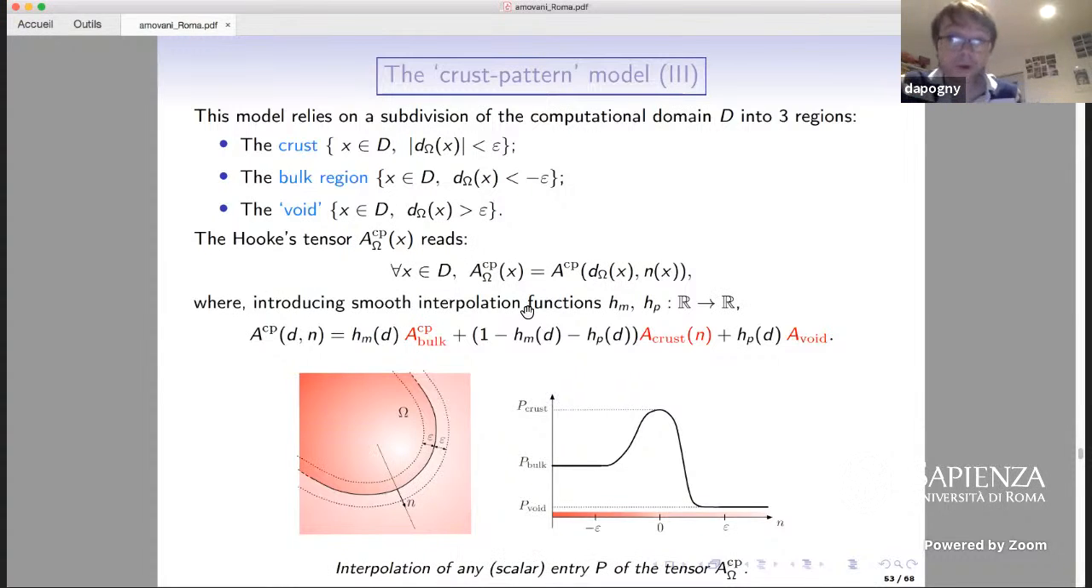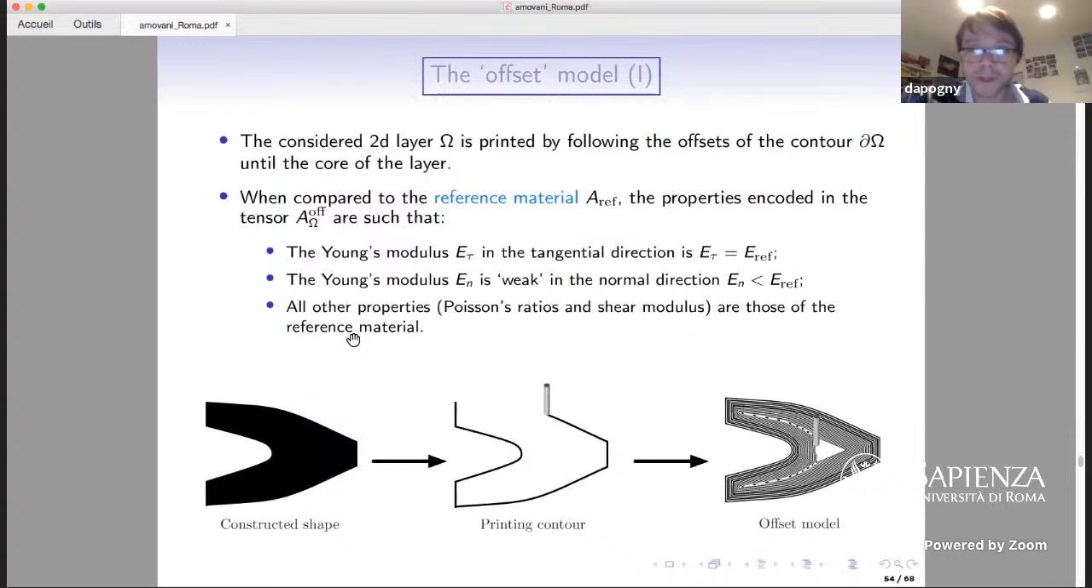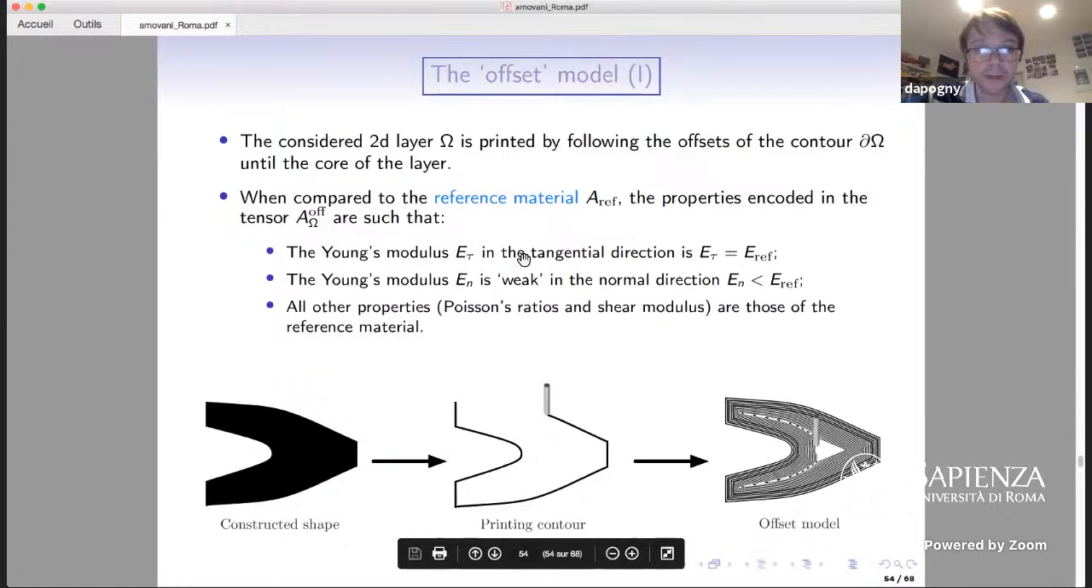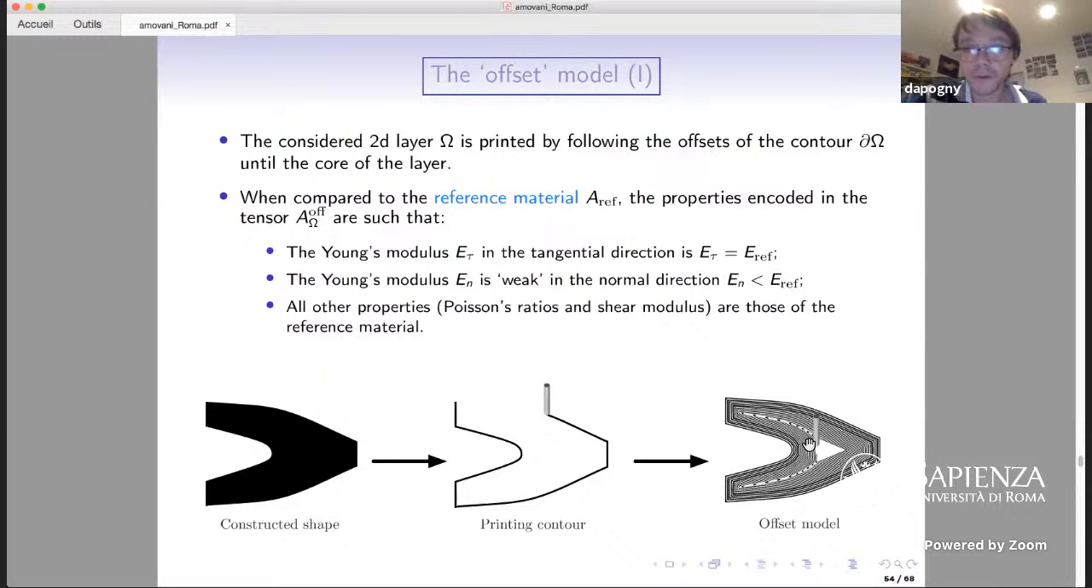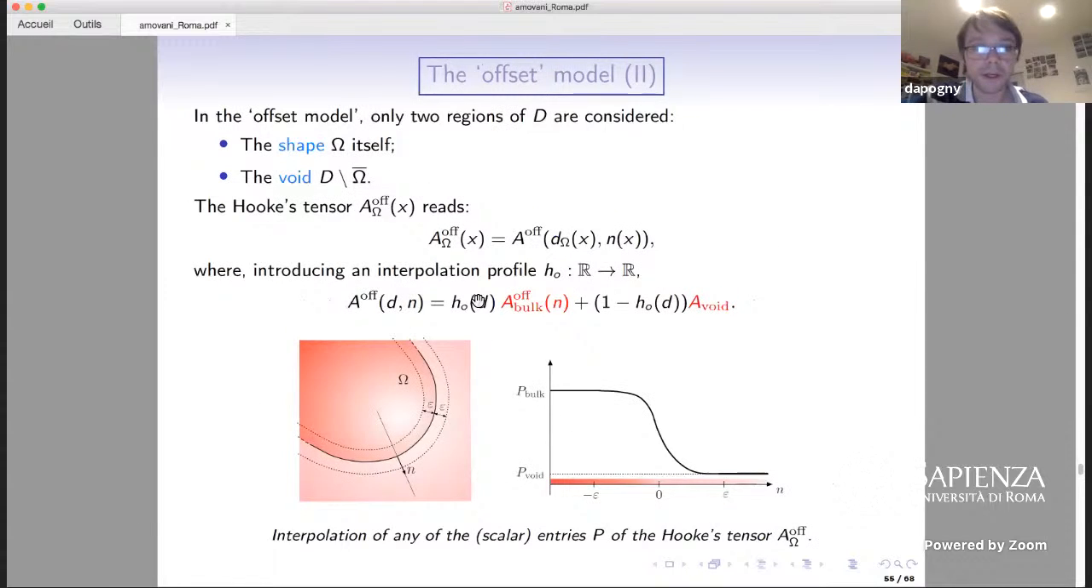All right, so now we come to the second model for the assembly properties, which is the simplest, the offset model. In the offset model, for printing a 2D layer, we print the shape by following the contour offsets of the shape until the building of the layer is complete, like this. So for the same reason, we expect the Young's modulus in the tangential direction at every point will be that of the reference material, and that the Young's modulus in the normal direction will be weaker. Again, to model this mathematically, we will glue together two tensors, one for the bulk and one for the void, which is here. And the tensor for the bulk will depend on the normal vector to the shape according to the previous intuition.